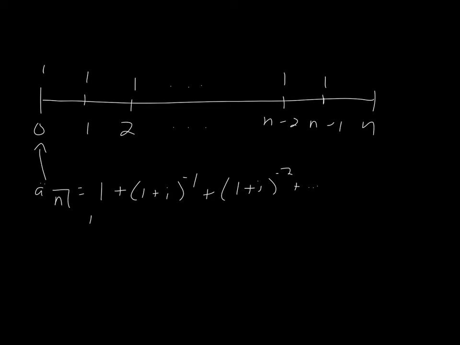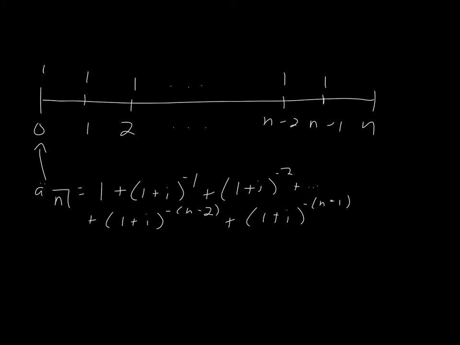I'll carry over to the next line. The one at n minus 2 has a present value of 1 plus i raised to the negative. And this is kind of easy because if you notice, it's just the negatives of the actual time number. The last one is 1 plus i to the negative n minus 1.